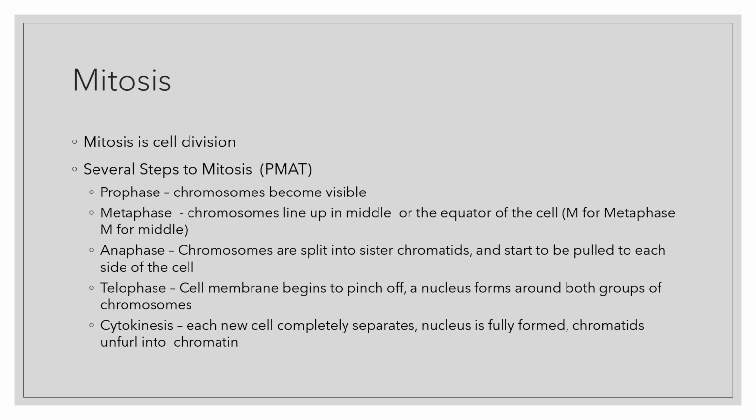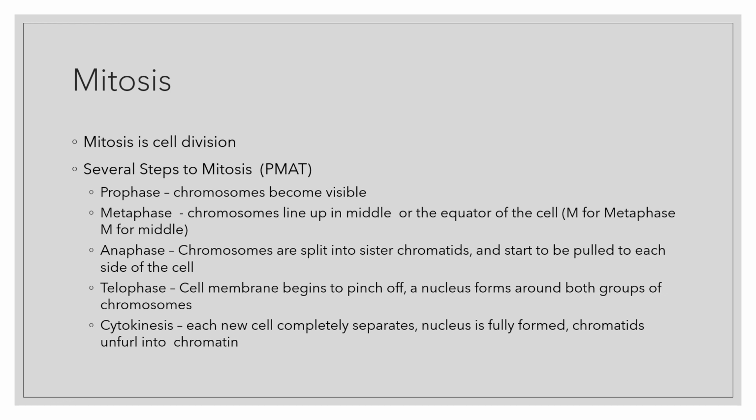The first one being prophase, which is basically where the chromosomes become visible in the nucleus. The nucleus actually starts breaking down here. And once the nucleus is broken down and the chromosomes are all visible, they go into metaphase, which is the chromosomes line up in the middle or at the equator of the cell. I like to think of this as M is for metaphase, M is for middle. So that's when you know the chromosomes line up in the middle.